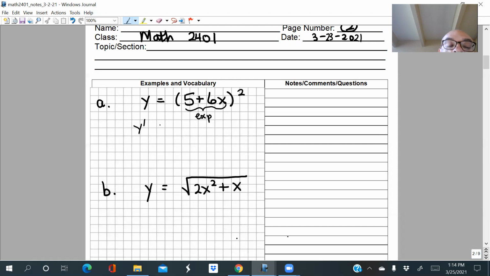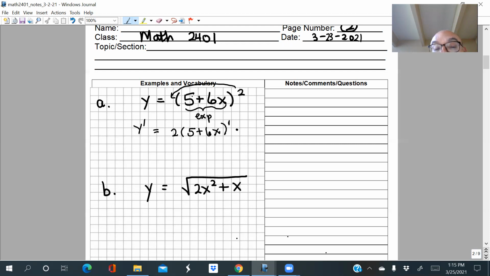Expression raised to a power. So the chain rule says to find the derivative of this, it's so easy. You just use the power rule. Bring the 2 down, just like you would in the power rule, and subtract 1 from it. So you get 2 times (5 plus 6x) to the first power. But then there's one extra thing you have to remember to do to finish off the chain rule: multiply in the derivative of what's inside the parentheses, the 5 plus 6x.